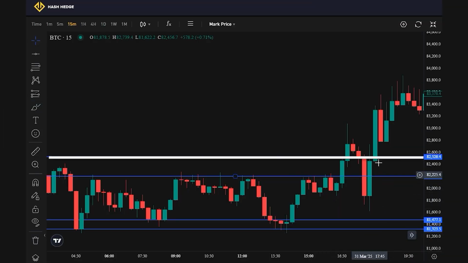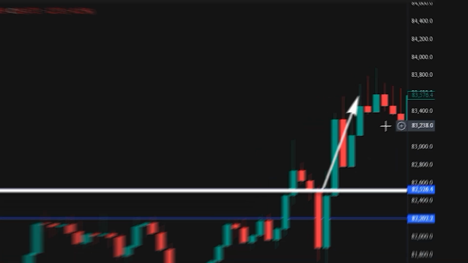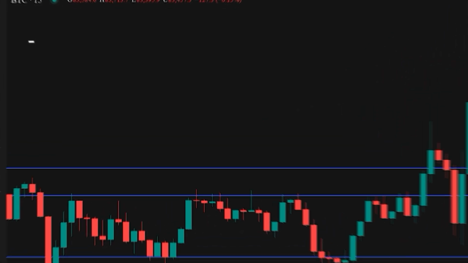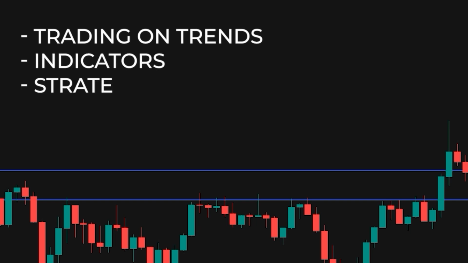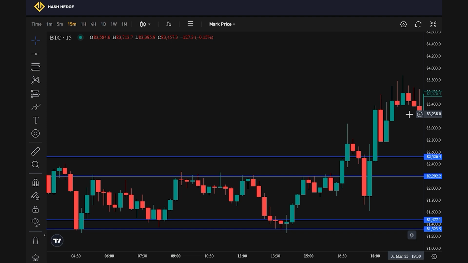As soon as the level opens, as in this case, for example, we see a clear trend. We can no longer use this strategy on this chart. Here we are already moving to trading on trends, indicators, strategies with indicators. So I have shown you such a simple strategy that will help you make profits on complex charts.